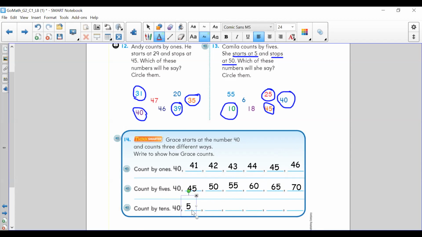And then we're going to count by tens, but we don't start at 10, we start at 40. 40, 50, 60, 70, 80, 90, and what's the last 10? 100.